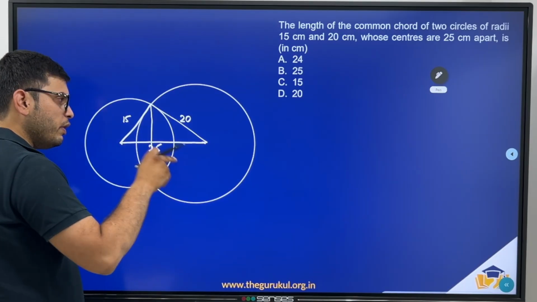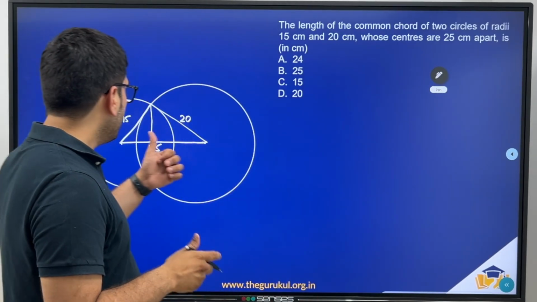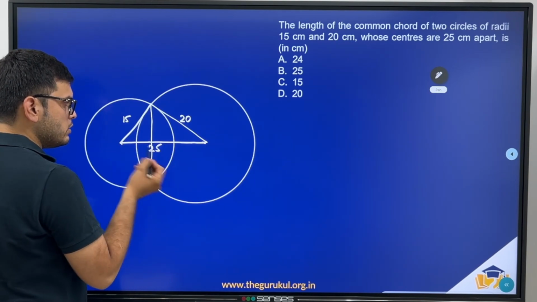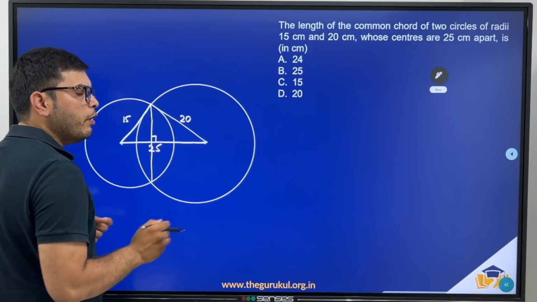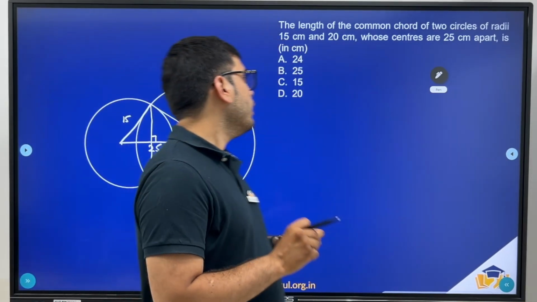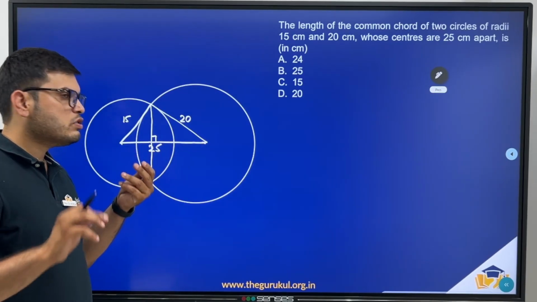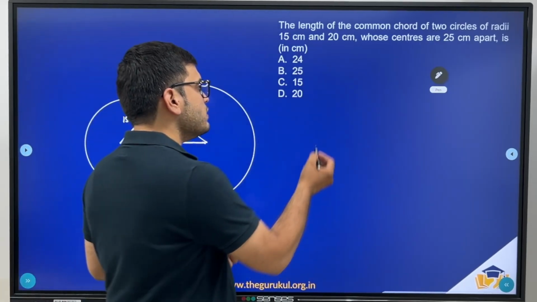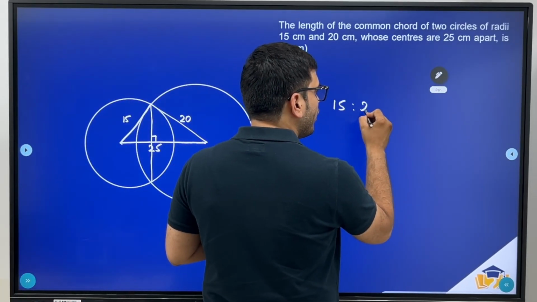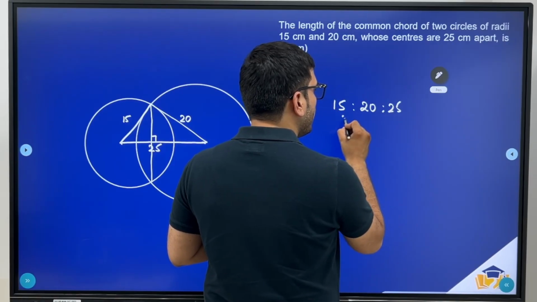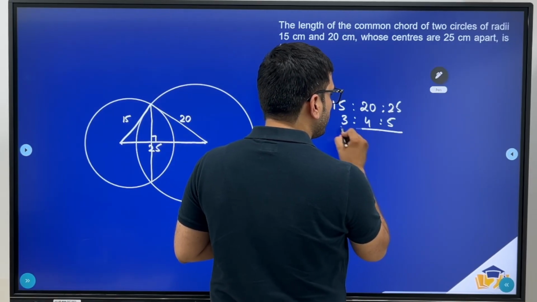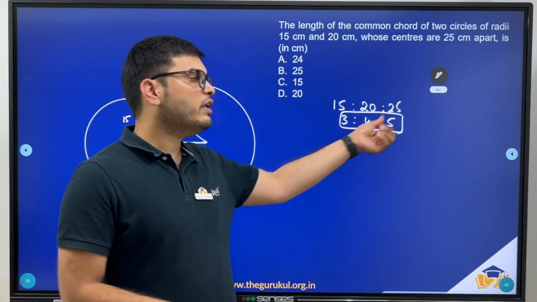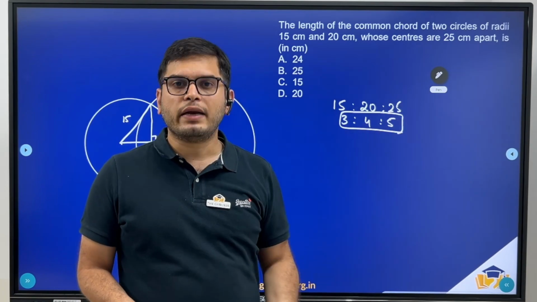Now if there is a common chord between two circles, then there is a property. The line joining the centers of both circles will bisect the chord and also will be perpendicular to the chord, right? Now the easiest way to solve this question is if you identify that this is a right angle triangle. Now how do we identify that this is a right angle triangle? Ratio of sides. Now what is 15 is to 20 is to 25? 3 is to 4 is to 5. Pythagoras triplet. So if the sides of a triangle are in the ratio 3 is to 4 is to 5, right? So that's a right angle triangle, right?